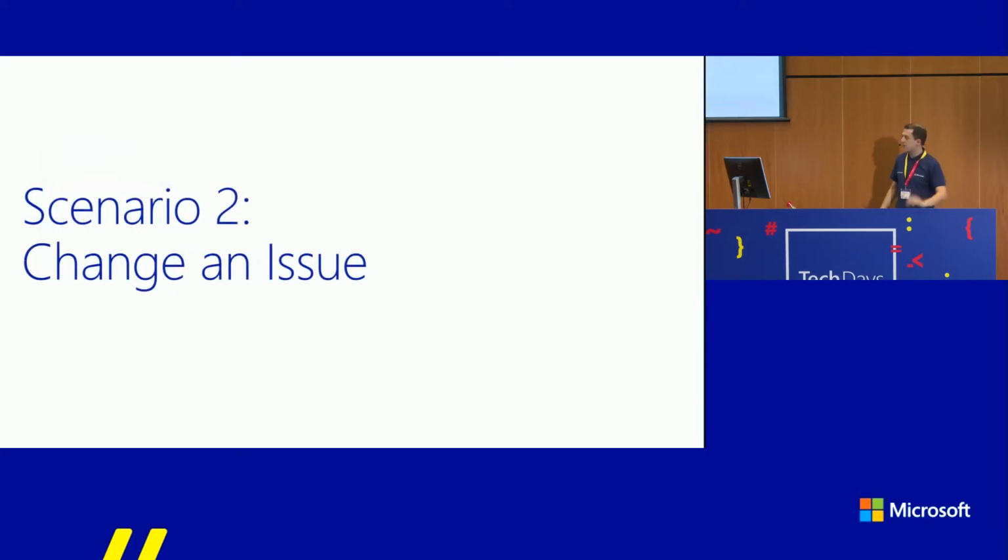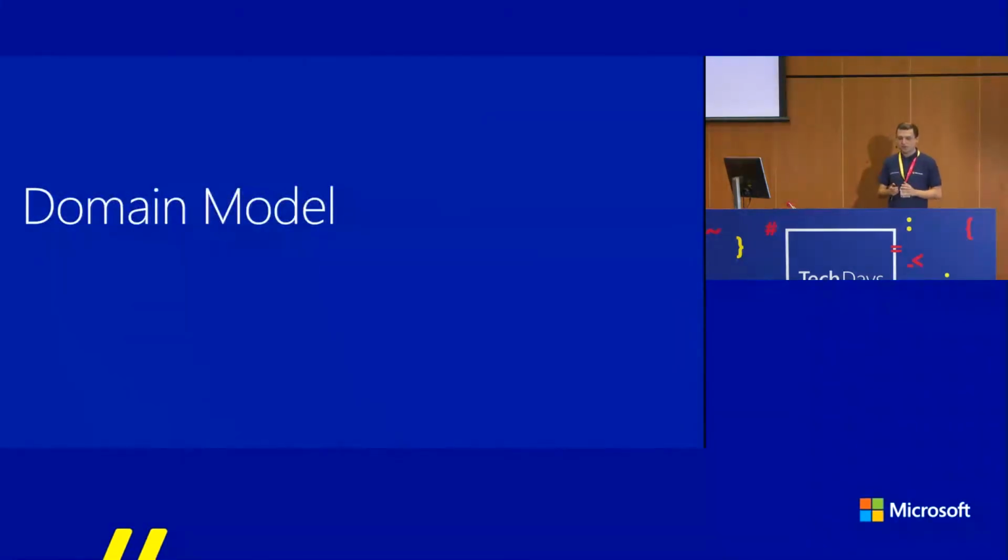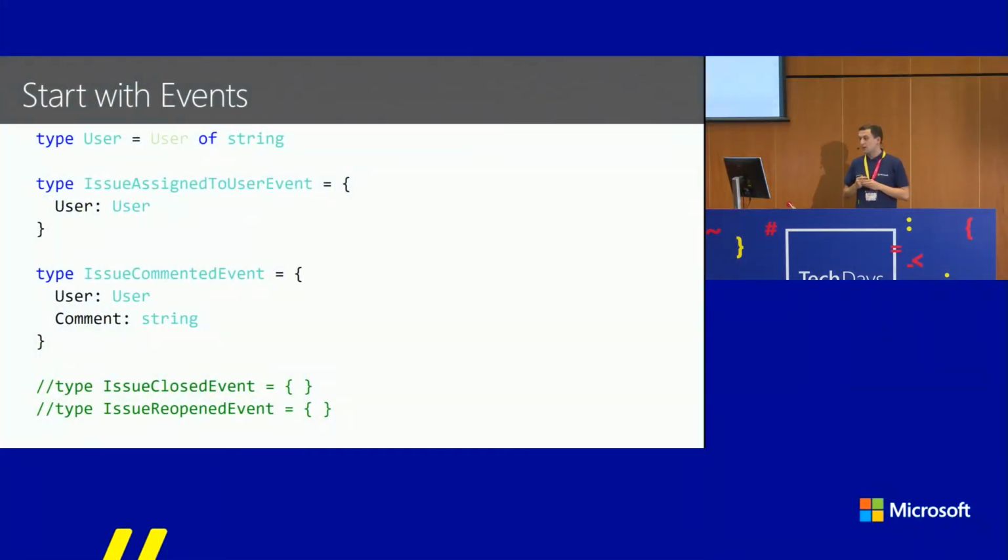It was super trivial, like no logic anywhere. So let's make it a little bit more complicated. Let's change this issue now. We go through all the steps. We start with the domain modeling. Let's say we decided to pick 4 events from our experts. Assign an issue to a user, adding comment to the issue, close an issue as done, and then reopen an issue. And we follow the same path.